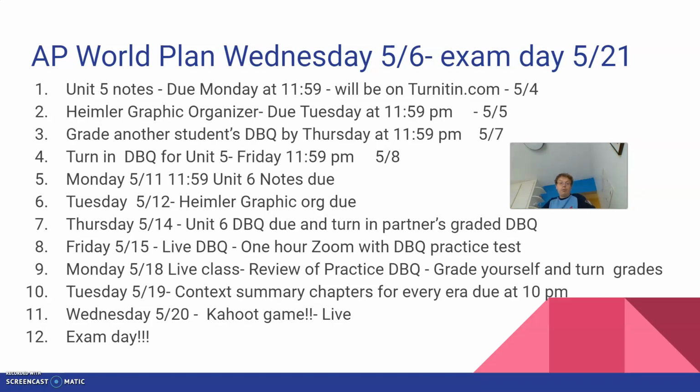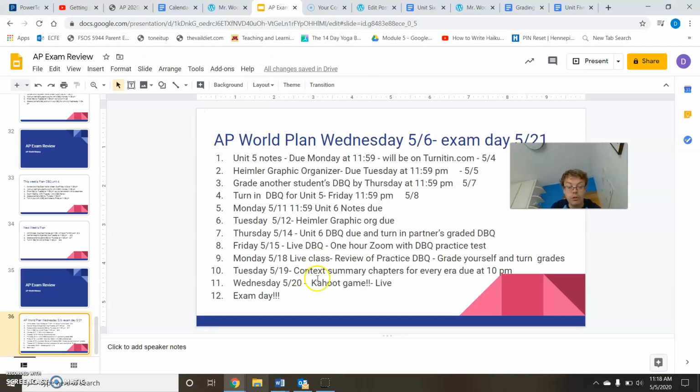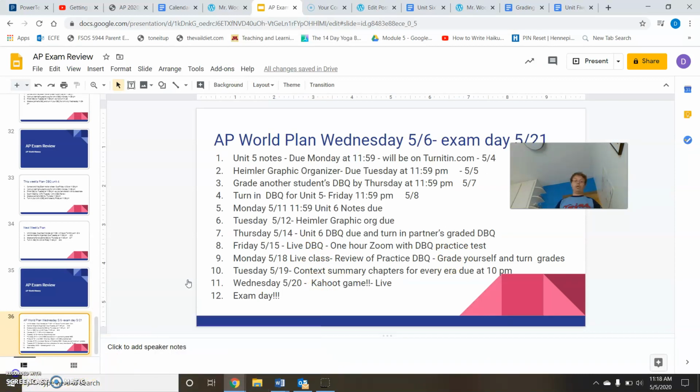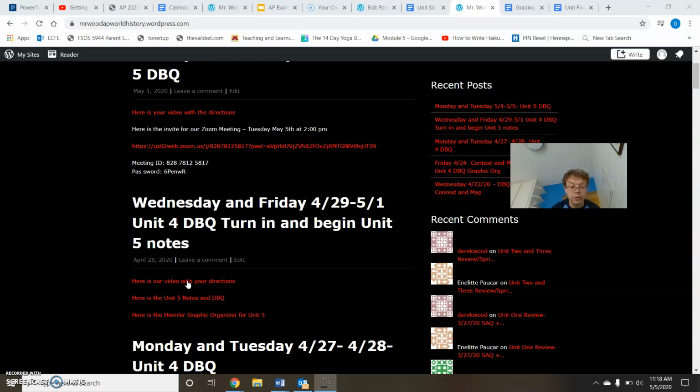Let's start off with your Unit 5 notes. Those should be done already, and those are from the Heimler Review Guide. So make sure your Unit 5 notes are done. If you don't know where to find those, they're just on our website, so you can get those here, the Unit 5 notes and the DBQ.